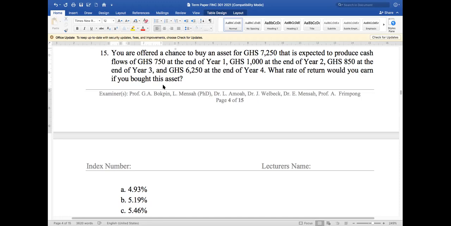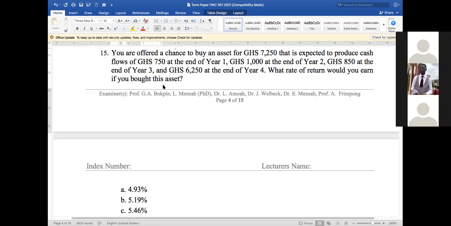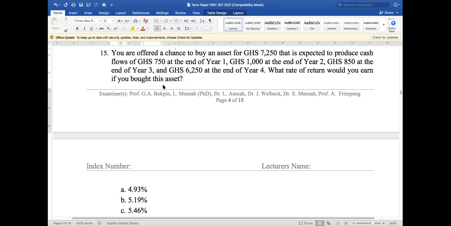What's the rate of return if you bought this asset? You should be able to tell me. Year one, this, year two, that, year three, that, year four, that, then the cost, present value. Just pick the figures. If you are ready, then let me know so that we move.